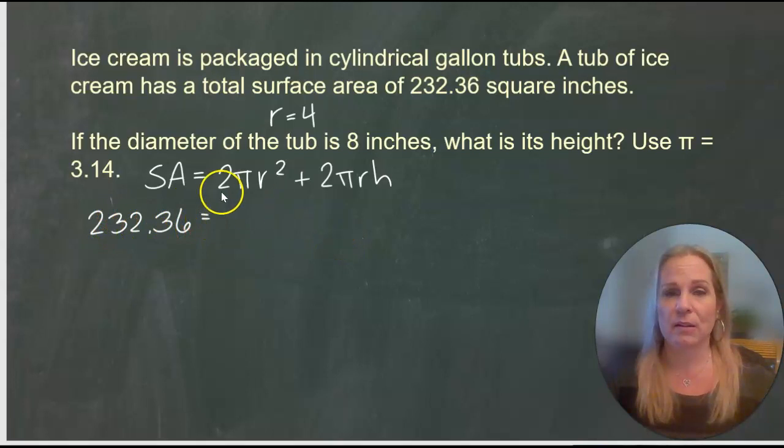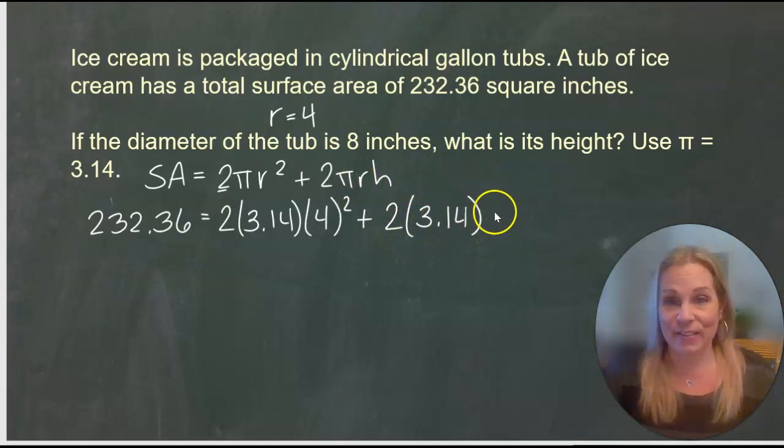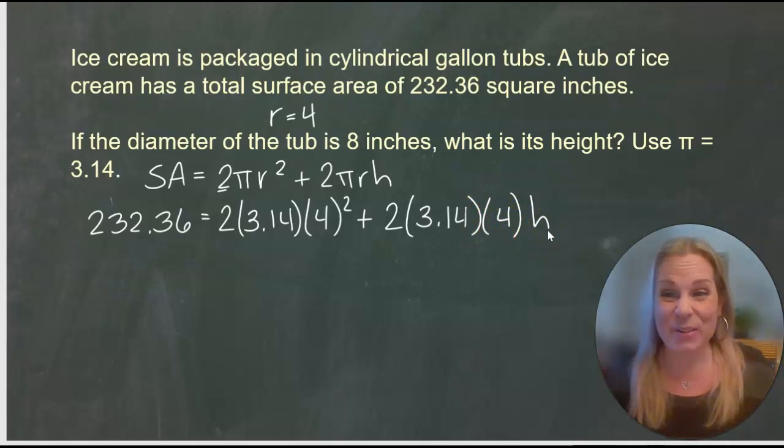232.36. All right, then I'm going to bring down the 2, bring down the pi, but I'm going to write the number instead. The next thing in my formula is r to the second, which means 4 to the second. Then I've got another 2, another pi, another r, and then an h, because that's the part I don't know. I don't know the height.